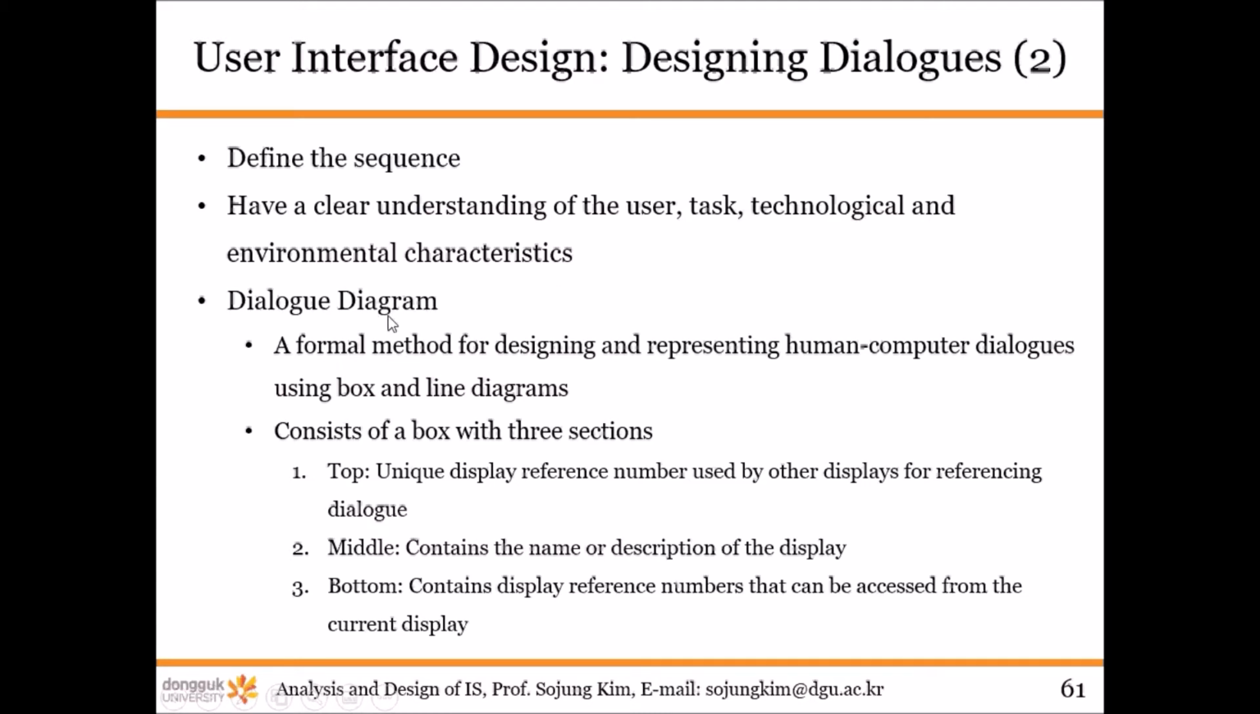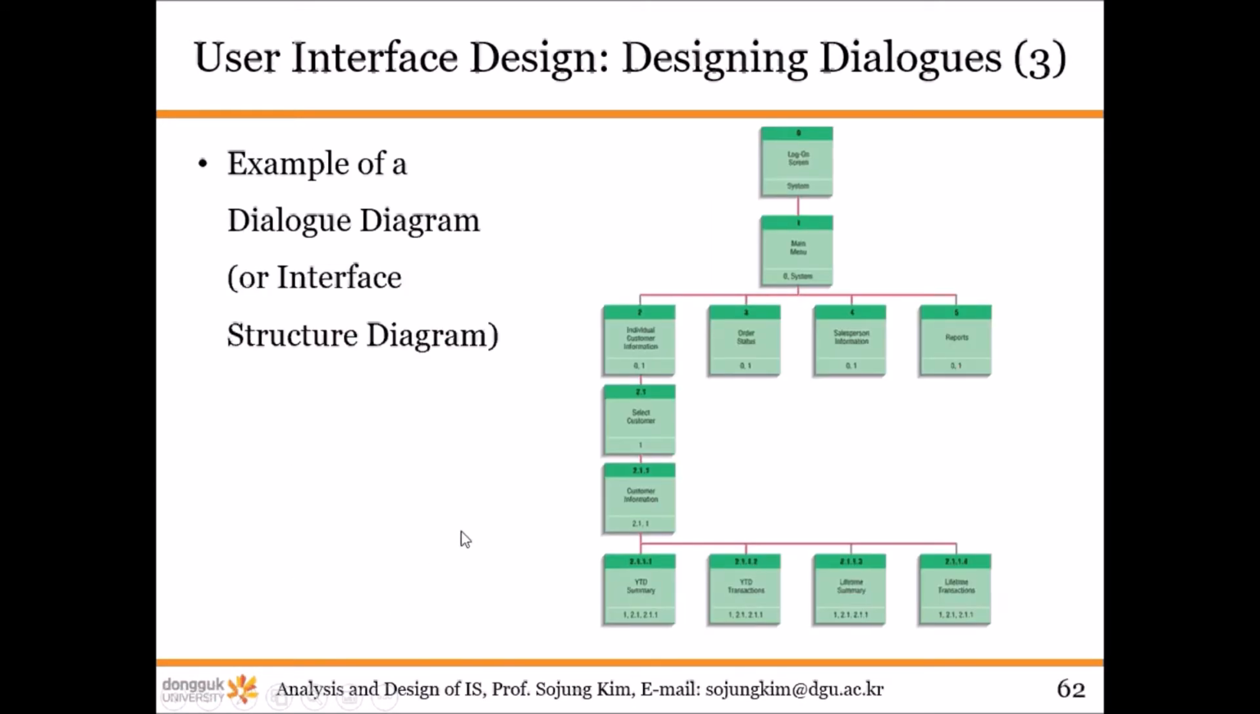And a dialog diagram is a formal method for designing and representing human-computer dialogues using box and line diagrams. Okay, and it consists of a box with three sections: top, middle, bottom. Okay, it has three sections. And this is an example of the dialog diagram.